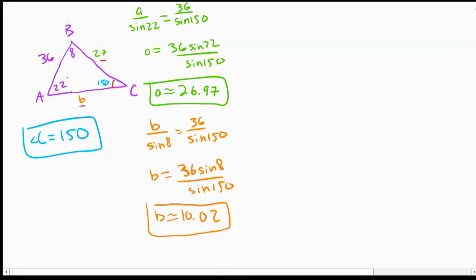Now, just to double check our work here, because I want to make sure that all of these answers make sense. When I look at these, my smallest angle is 8 here, and it projects to the smallest side of 10, which is good. My largest angle, 150, projects to the largest side, which is 36. So all my numbers seem to check out. So my first triangle is solved.